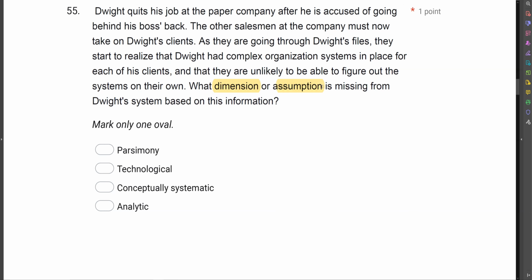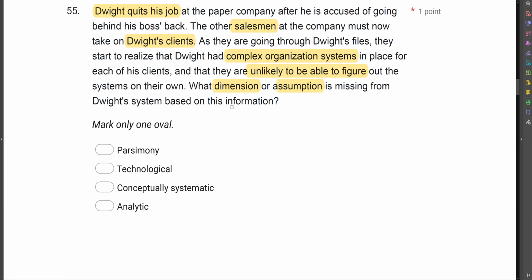And so you're going to have to take your knowledge of the ABA terms and the dimensions and the assumptions and apply them to more real life situations that might not be directly related to behavior analysis. In this case, you have Dwight, who quit his job. And so now salesmen must come and take Dwight's clients. Well, the comparison here is if you leave your job as a BCBA, other BCBAs have to come behind you and try to take on your clients. And so as they go through Dwight's files, they realize it's very complex and they're not going to be able to figure out the systems on their own.